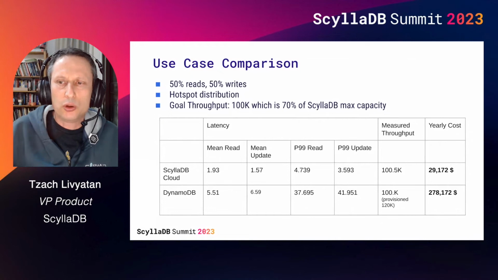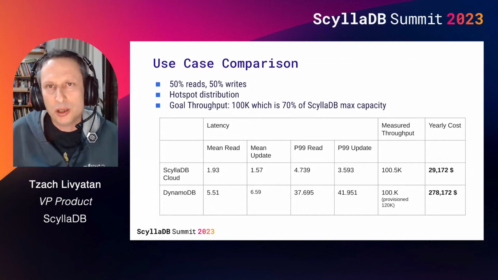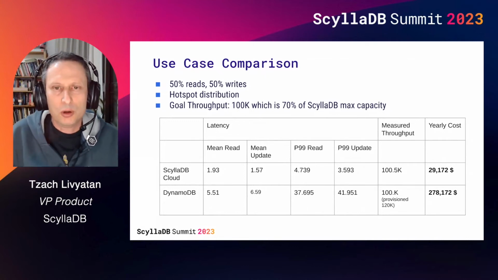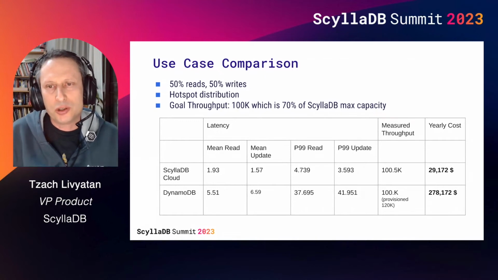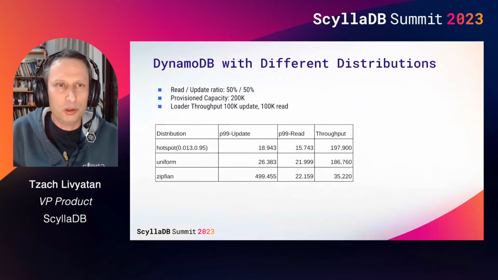By the way, all the costs that I'm showing here are yearly with reserved, both in DynamoDB and in Scylla. Of course, if you commit 1 year, you get better prices, and that's true for most systems, including ScyllaDB Cloud and DynamoDB.